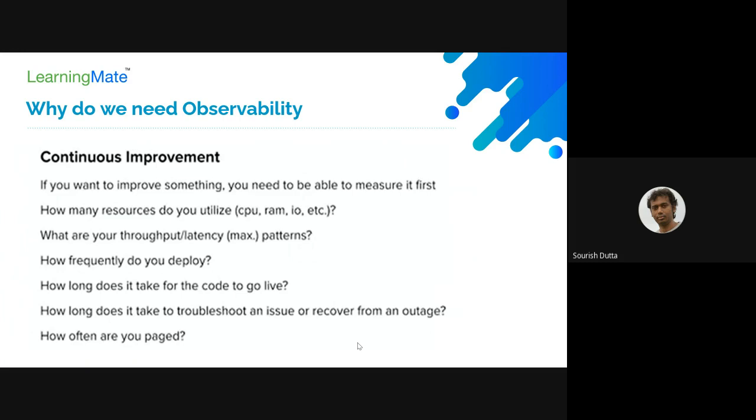So that means how long your code takes to go live. Then once you go live, if anything happens, you need to know how you can recover from an outage. How can you troubleshoot an issue? How long does it take? And how often are you getting alerts over your SMS and so on? Unless you observe or set up the tools to observe this, it is very difficult to know that.